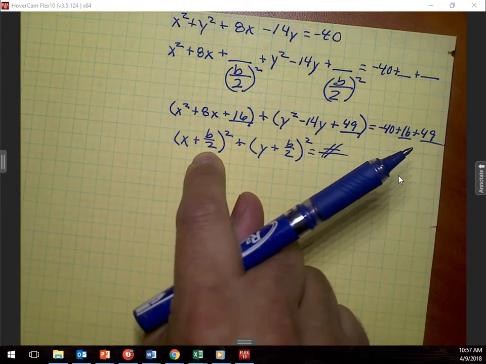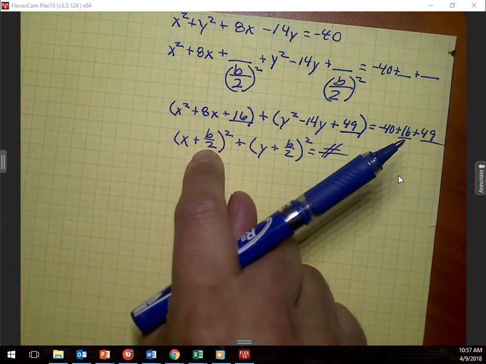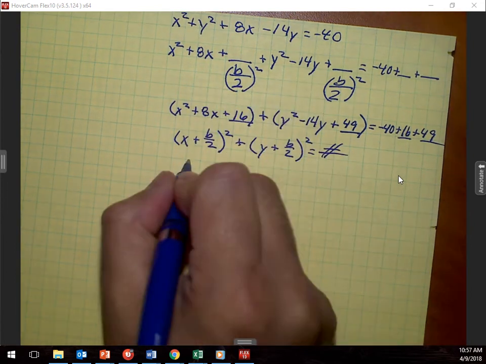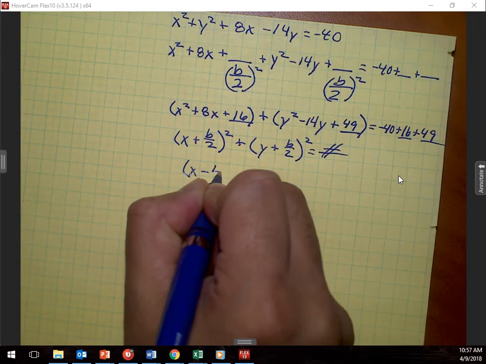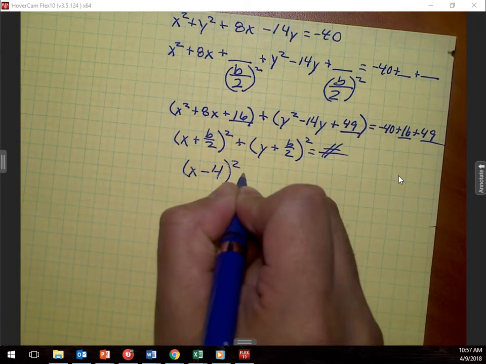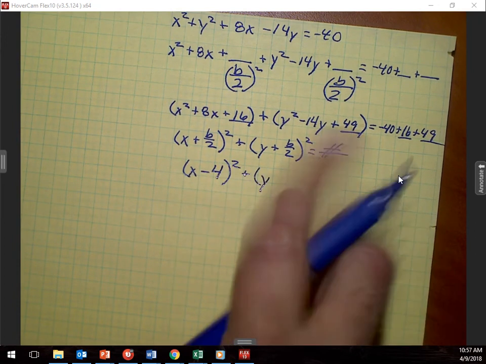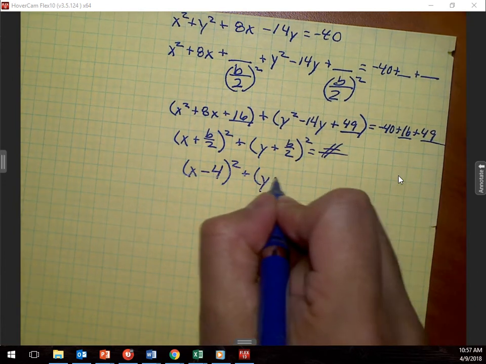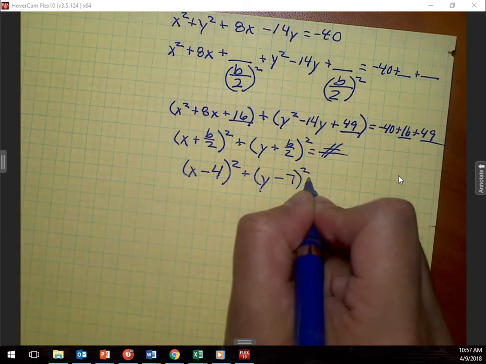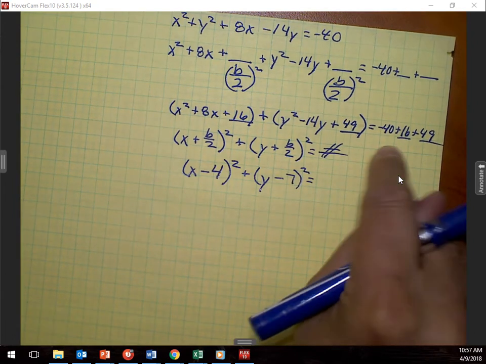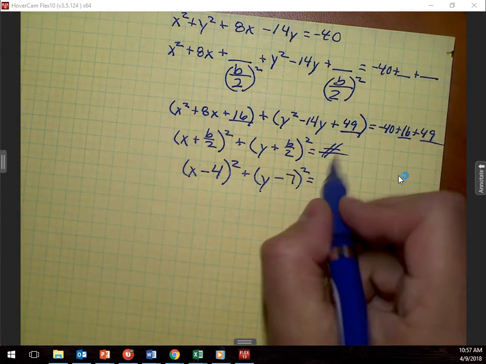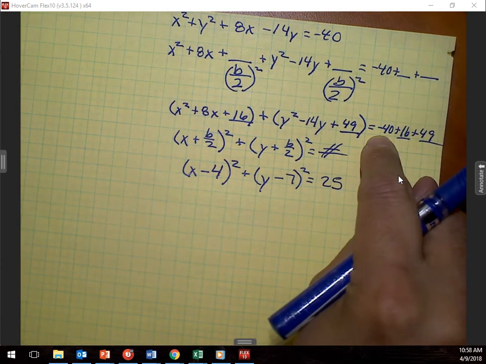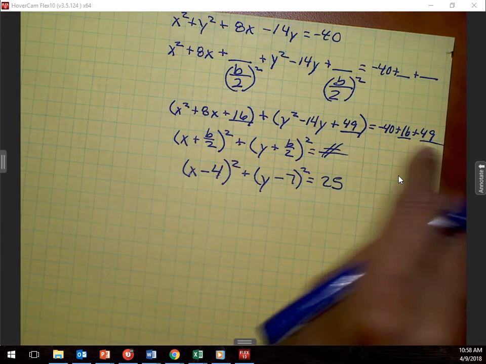All right. So b is 8. 8 divided by 2 gives me 4, right? So this is going to be x minus 4 closed square plus y. Now this one's going to be what? Minus 7. Very good. Closed squared equals. When I add all those numbers right there together, 25. Wait, is that a negative? Say yes. Oh yeah. There you go.